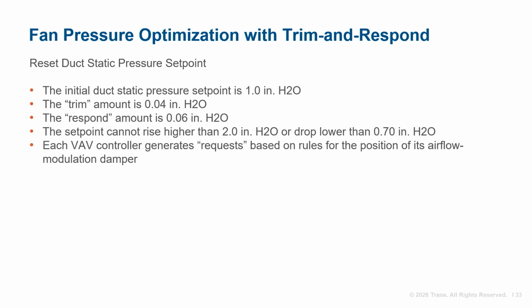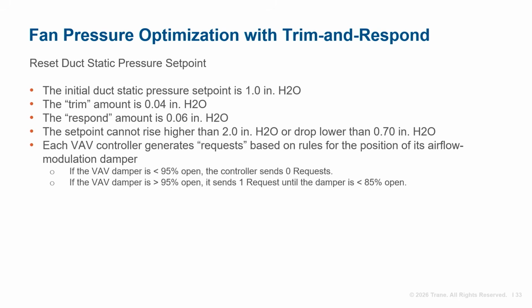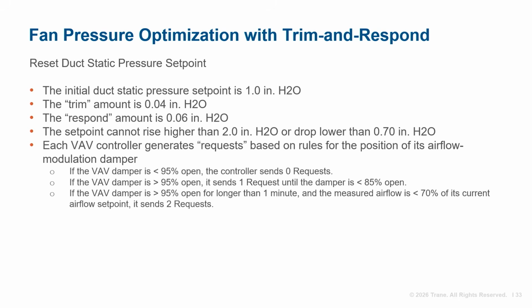Next, we define the rules. Each VAV box controller will generate requests if any of the following conditions are true. If the VAV damper is less than 95% open, the controller sends 0 requests. If the VAV damper is more than 95% open, it sends 1 request until the damper is less than 85% open. If the VAV damper is more than 95% open for longer than 1 minute, and the measured airflow is less than 70% of its current airflow setpoint, it sends 2 requests.